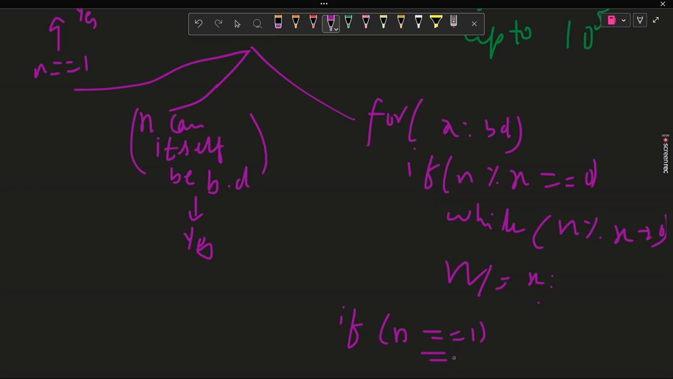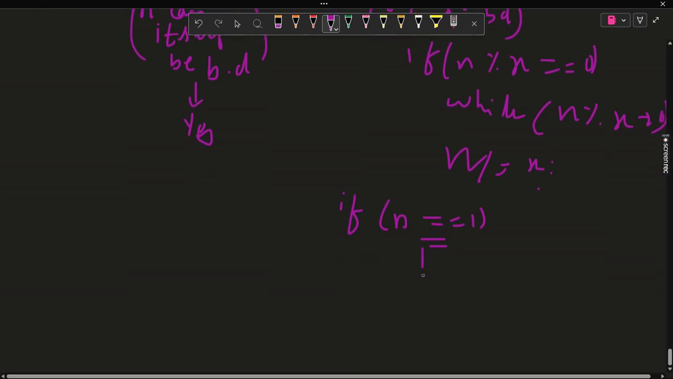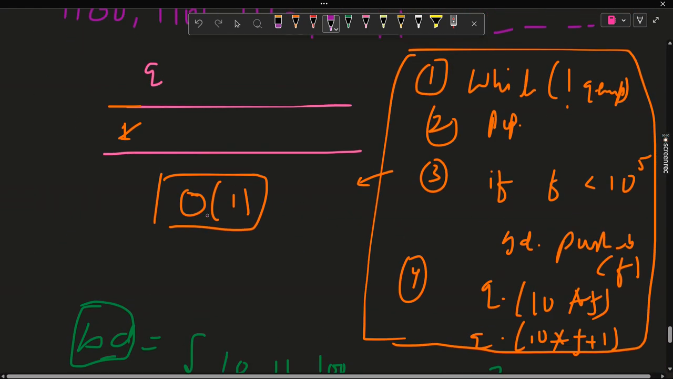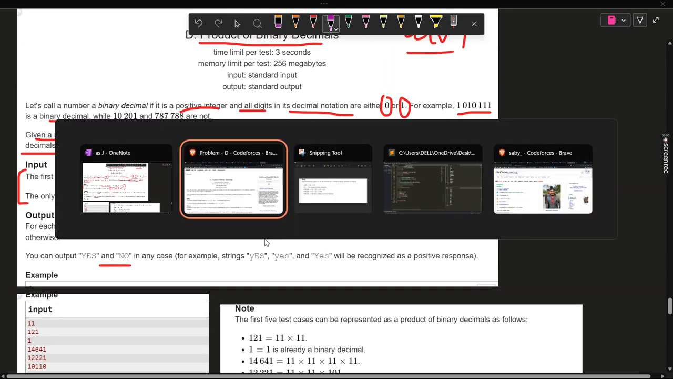Basically, if n is 1, that means we have represented n as a product of factors. After dividing n by all these binary decimal numbers which divide n, if n is 1, that means we have represented n as the product of these binary decimal numbers. So that is the condition for yes. Otherwise, the answer will be no. So I guess now we are ready for the coding part. Let's go for the code of this problem.